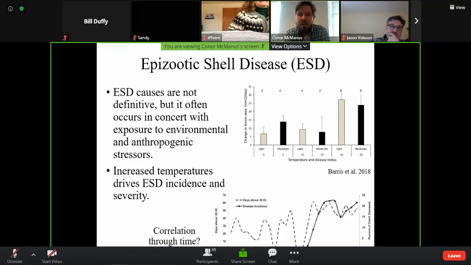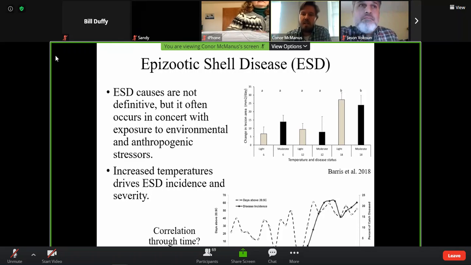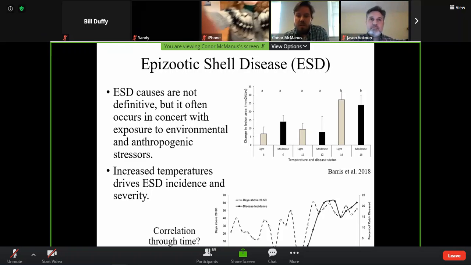And there's been work to try and understand how shell disease correlates with temperatures through time, and whether looking at indices such as average sea temperature or days above a certain stressor temperature like 20 degrees Celsius or 20.5 degrees Celsius is indicated here. Although, as you can tell, the correlation through time looks somewhat strong since the disease has been prevalent, but not prior to its emergence.